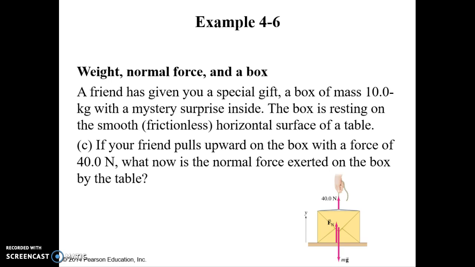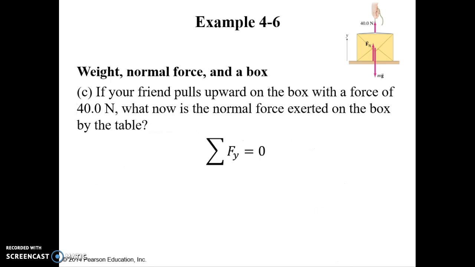For example 4-6, a friend has given you a special gift. For part C, if your friend pulls upward on the box with a force of 40 newtons, what now is the normal force exerted on the box by the table? Again, the sum of the forces in the y direction equals 0. Now we have a positive 40 newtons pointing upwards, a positive normal force, and then a minus mg. The equation is rearranged to solve for the normal force. Plug and chug, and we get 58 newtons.